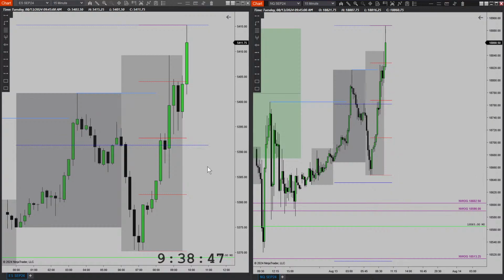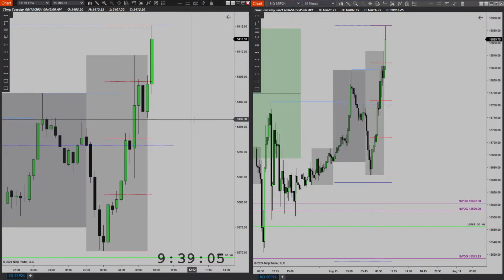This is much better. There are no gaps on the 15-minute. The only one I see is here. Price did respect this area. Balanced price range. Price drew higher into these highs. So still waiting. Nothing certain just yet.